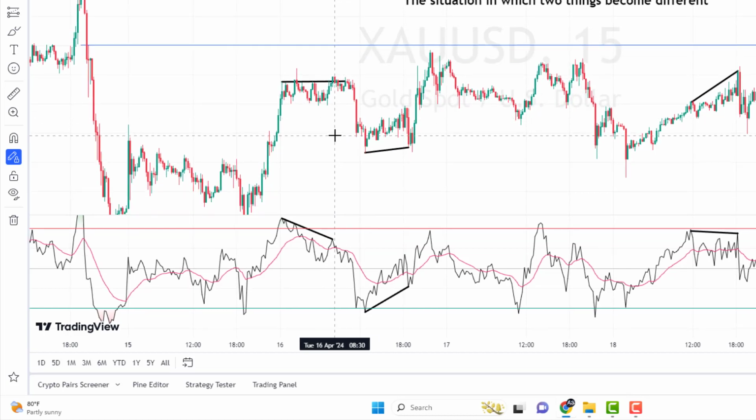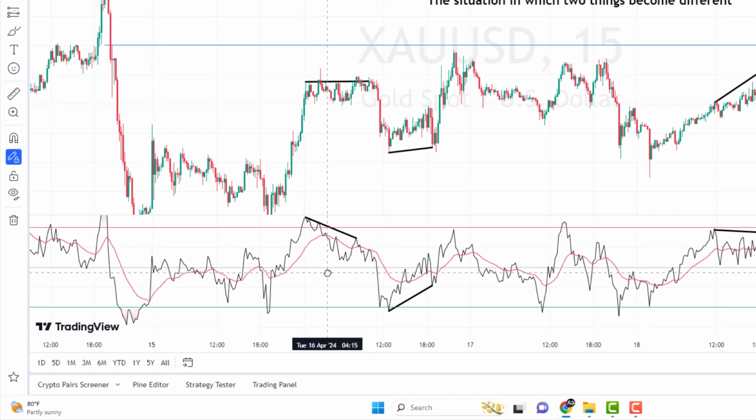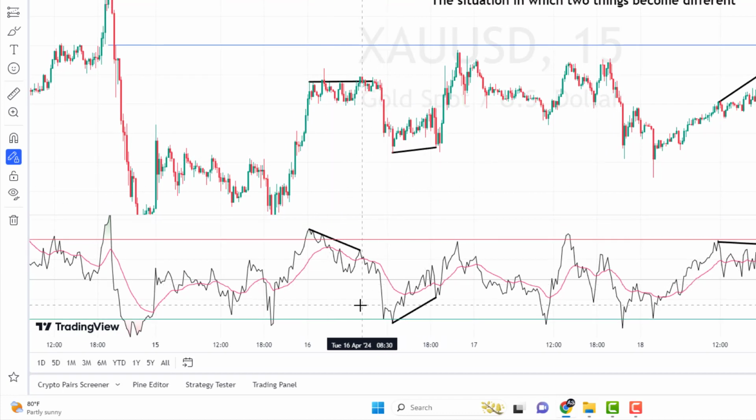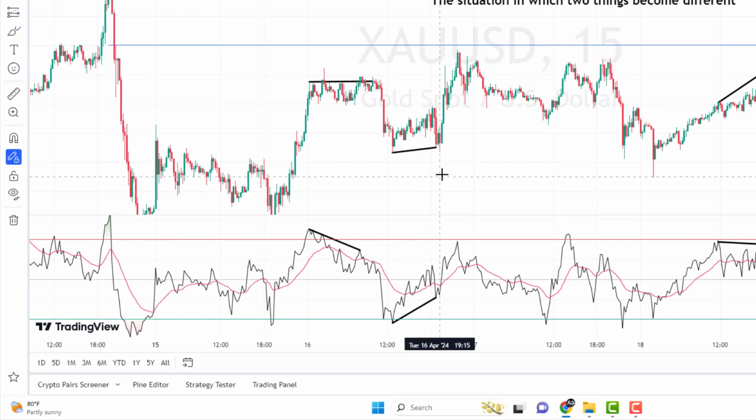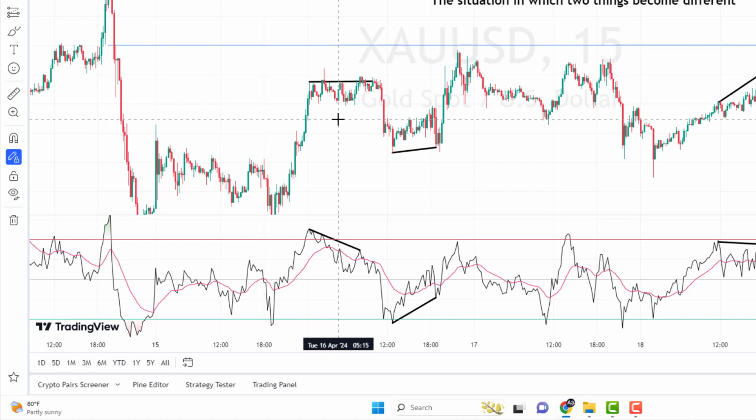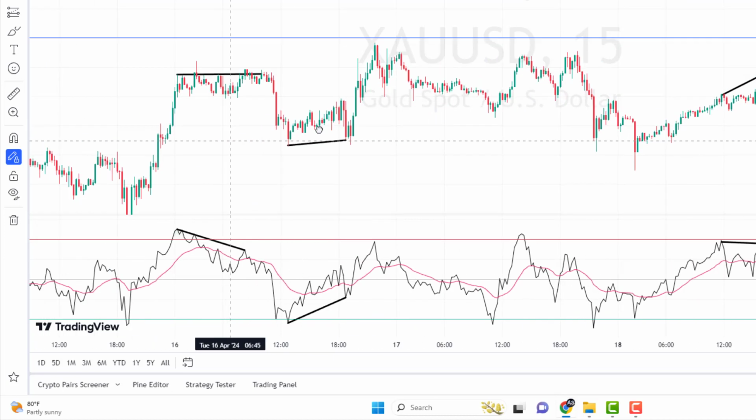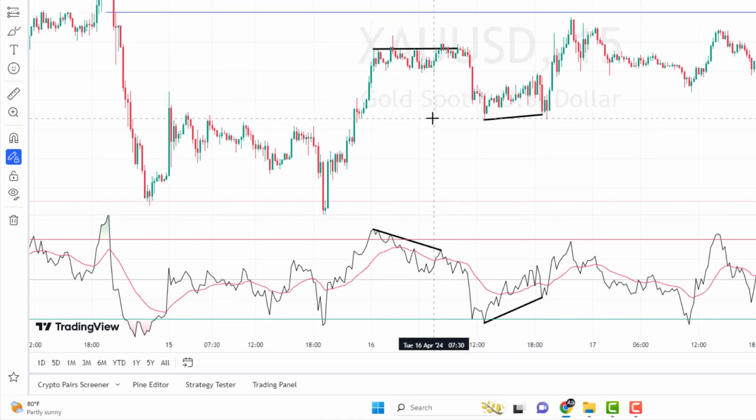Now you can see here the price is in a ranging position. The price is trading in a range, but in the RSI indicator you can see clearly it is showing us the divergence, which is the sell divergence. It means we have to think about a sell trade, but this is not the best time to start selling from here.